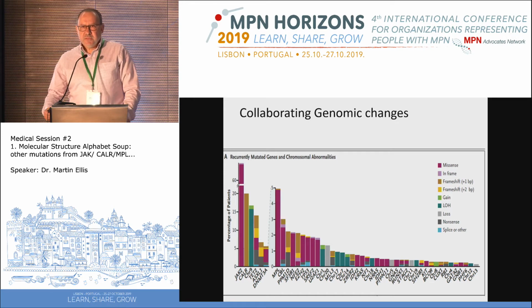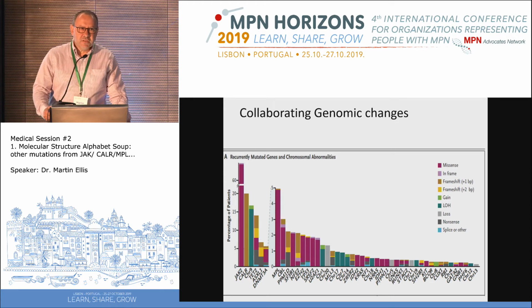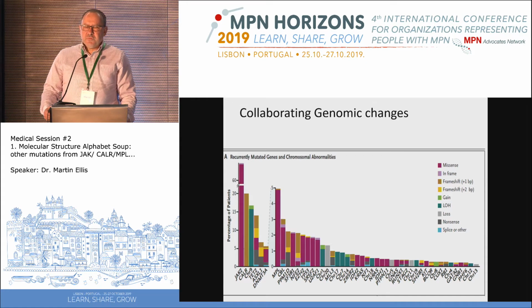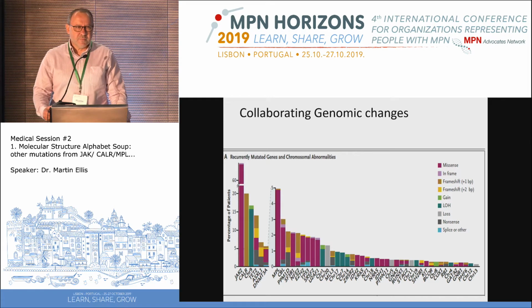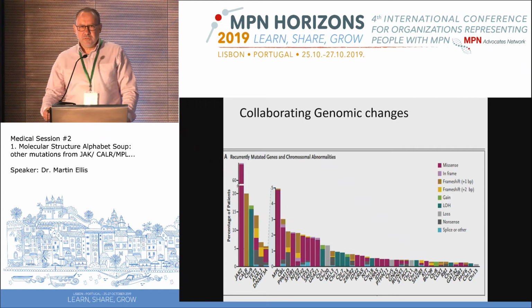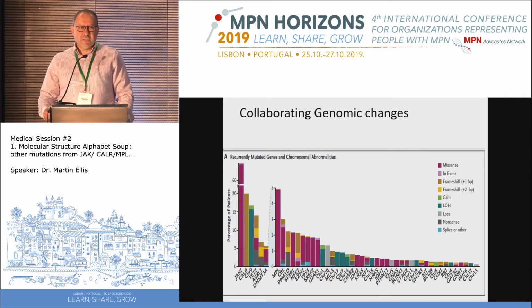The MPNs have many more gene mutations in them, and the more complex and the more difficult to deal with the MPN, the more gene mutations there are. This is sort of intuitive, but it happens to be true as well. So there are more gene mutations in myelofibrosis patients than there are, for example, in PV or in ET. That would be in descending order.